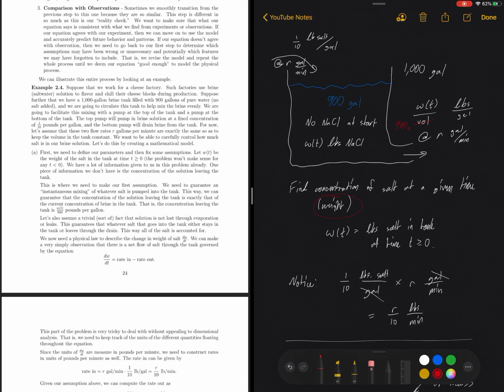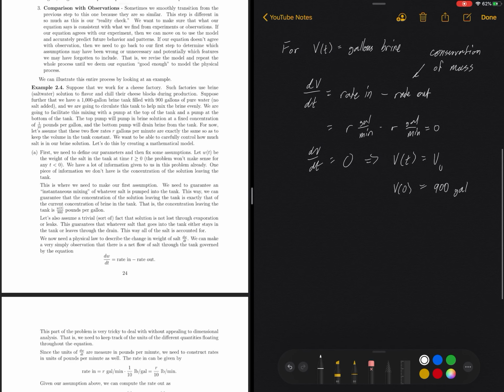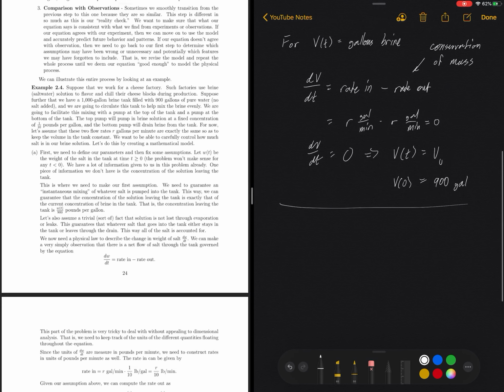Excellent. Great. Wonderful. Spectacular. So if I come back up here, I know exactly how much volume is in my tank. It's a fixed 900 gallons. I'll go ahead and highlight that in red on the right, and the units as well.